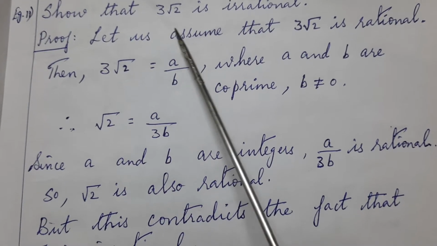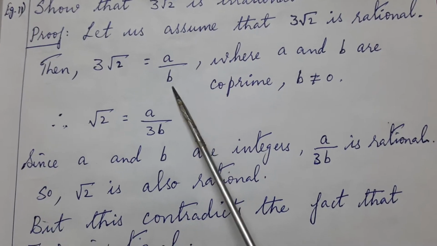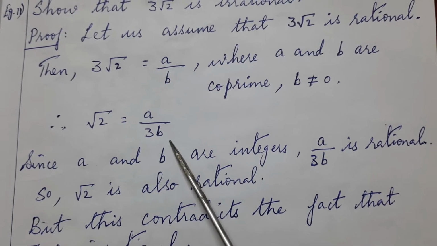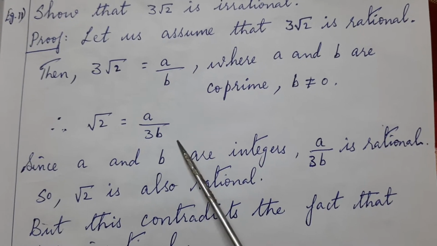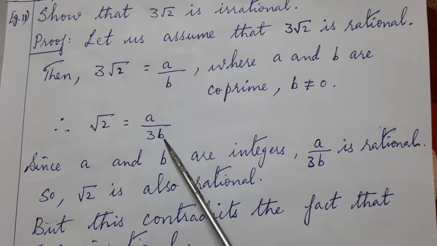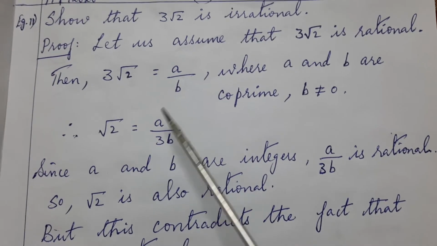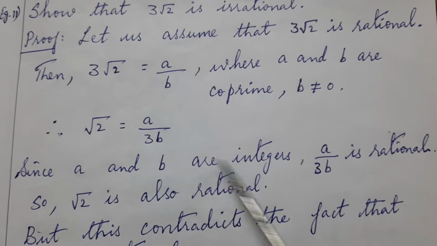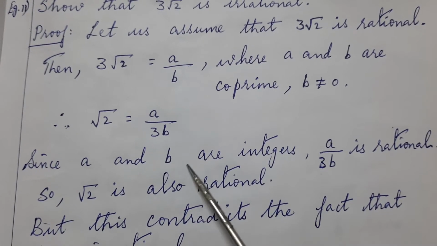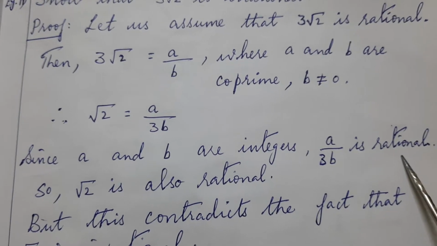So when it comes to the other side of the equal to sign, it becomes division. So 3 comes in the denominator, a by 3b. Now you know a and b are integers. If a and b are integers, then a by 3b is also a rational number. Since a and b are integers, a by 3b is a rational number.